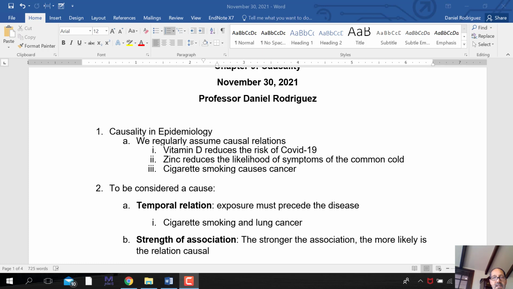During the COVID-19 pandemic, there was talk that vitamin D reduces the risk of COVID-19. So that's a belief, not necessarily, it is a hypothesis, but it's also a belief because many people act upon it without testing the hypothesis. Another one is that zinc reduces the likelihood of common cold symptoms. I use zinc regularly, so I've fallen for that myself.